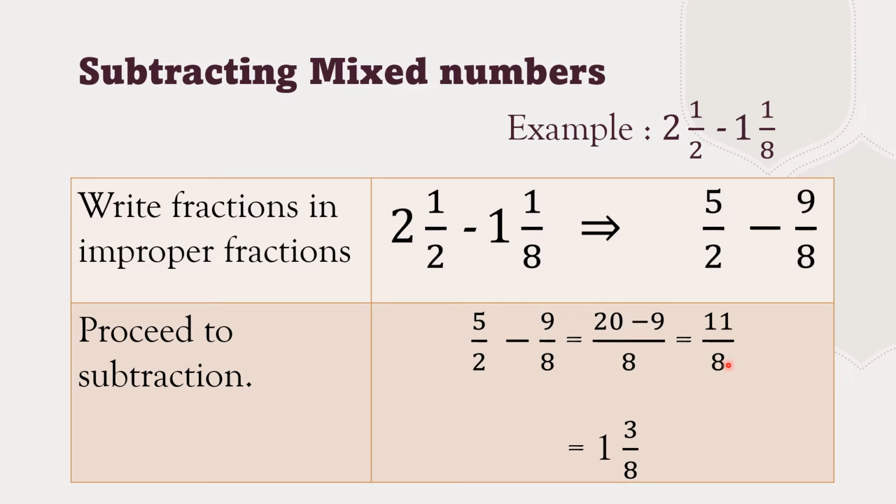Like the other operations that we have solved earlier, we have to reduce or simplify our answer. Since our answer is in improper form, we have to simplify this into a mixed number. So this is 1 and 3 over 8.